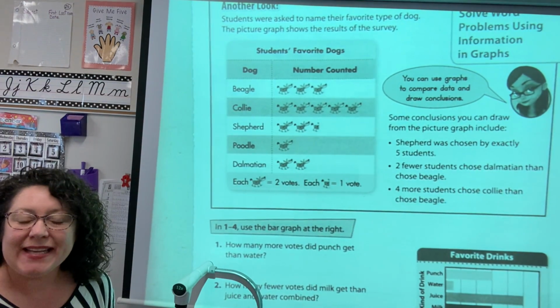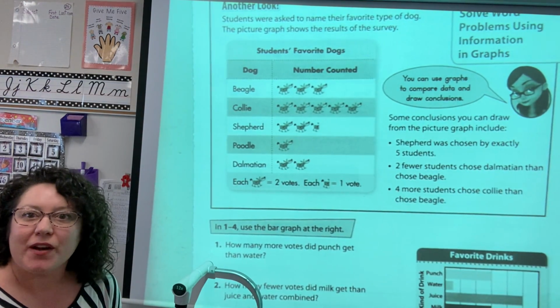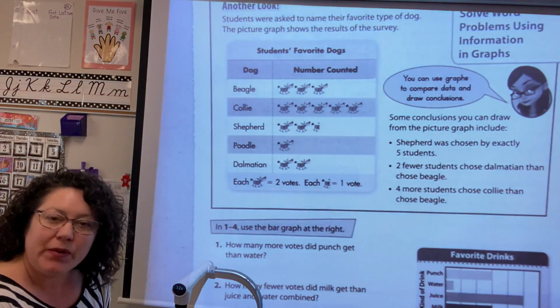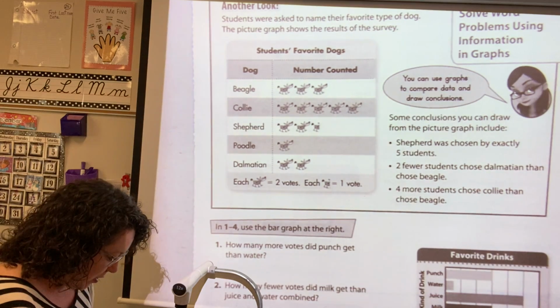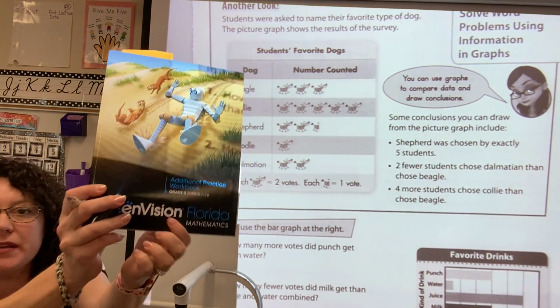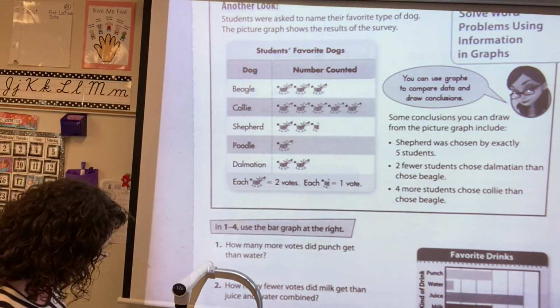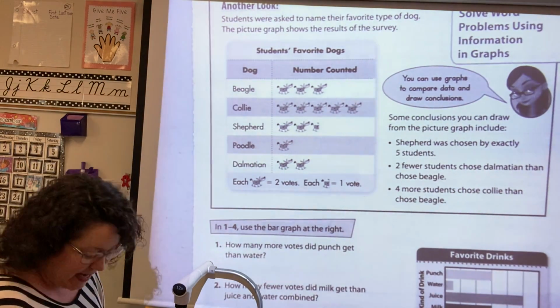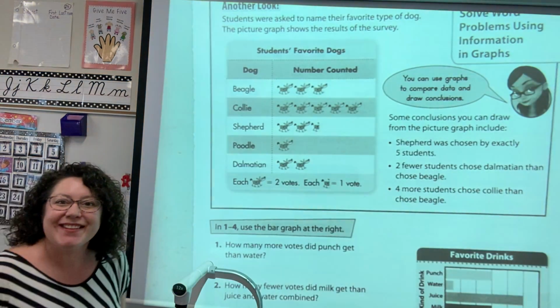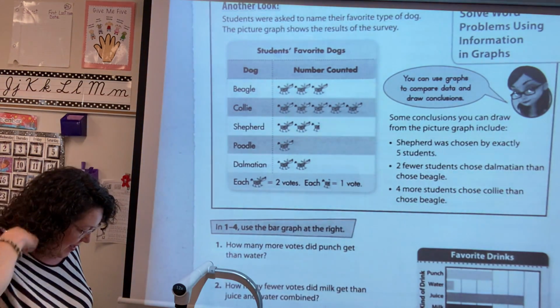Yesterday we were talking about word problems and using our graphs, and we're going to continue on with that today. So you are going to need your additional practice workbook. That would be like your old homework book. All right, so it's right there. And we're going to be on page 89. We're going to go through some together, and then you'll get to do some on your own.